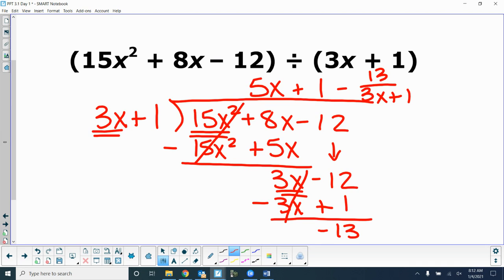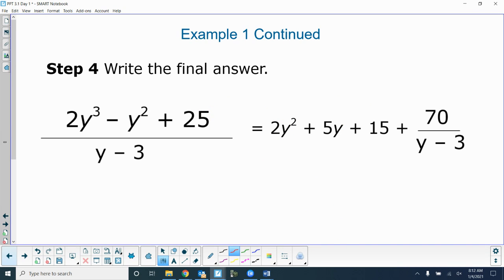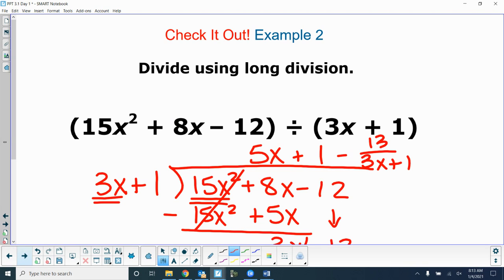How do you know if you need to add a zero? If something's missing, like this one had a y cubed, a y squared, but there was no y, we have to add that in there. But this one, we had an x squared and an x, and then the constant, so we didn't have to. Welcome. Any other questions? Does that make sense?